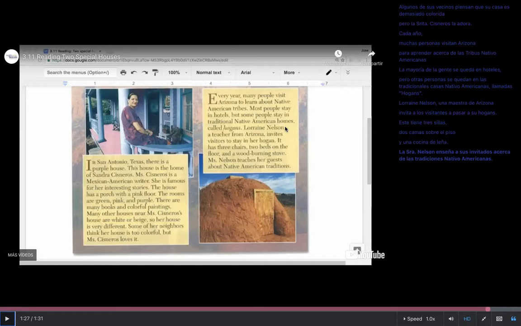Hogans, what does it mean? The hogans. Yes. Es lo que estamos viendo. Es este tipo de casa. Se llama hogan. Son las casas tradicionales de los nativos, de los americanos, de los indios. These are called hogans.